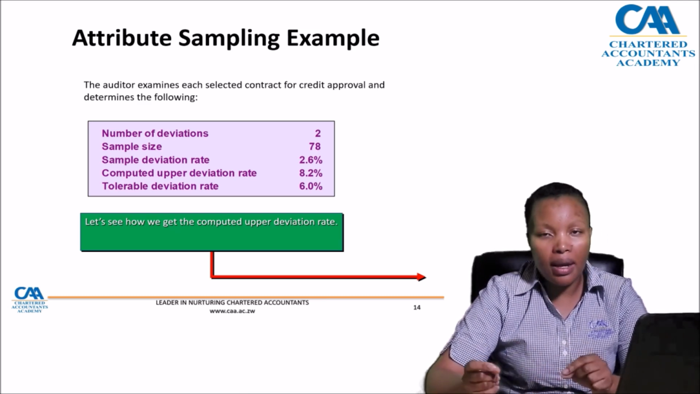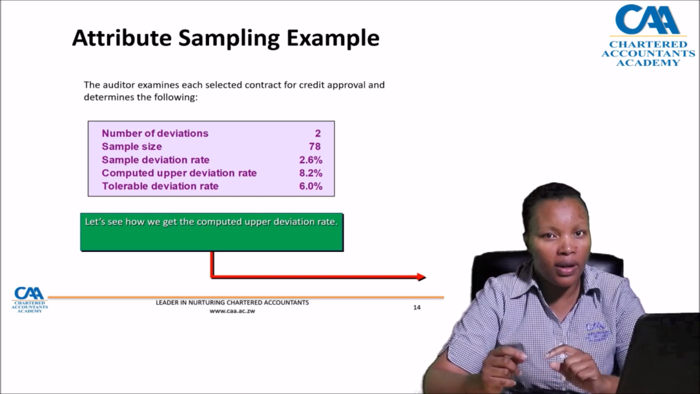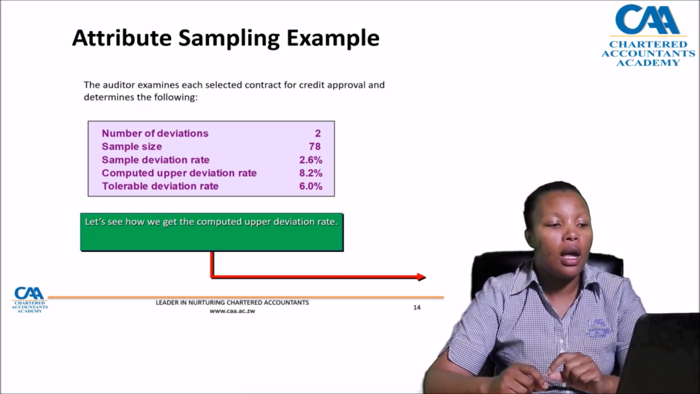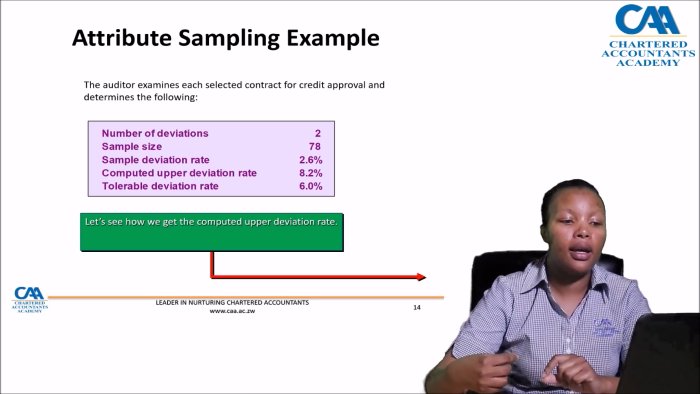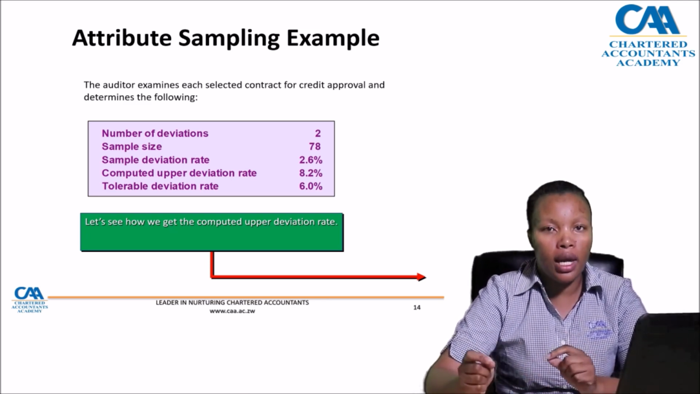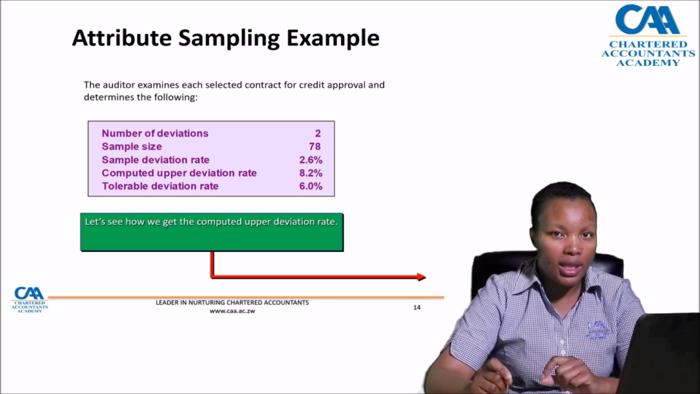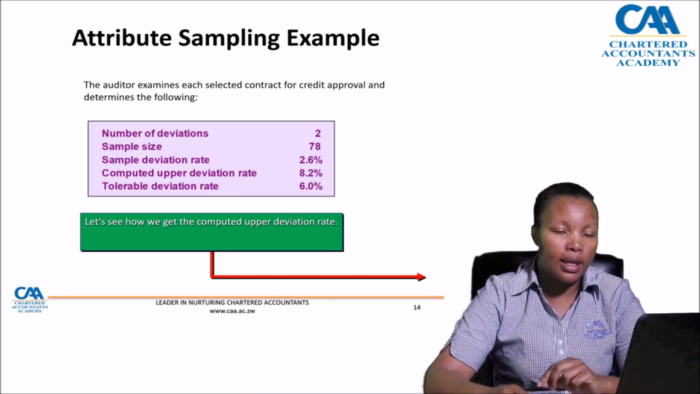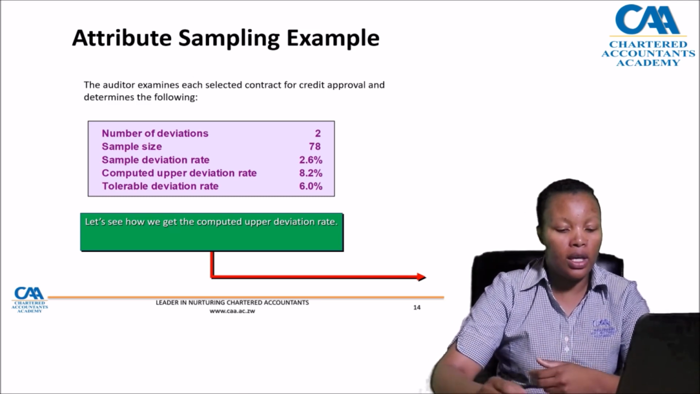For the sample deviation rate, you divide the number of deviations by the sample size, so 2 divided by 78, and they came up with 2.6%. Now, incorporating the sampling risk gave the auditor a computed upper deviation rate of 8.2%. But the tolerable deviation rate that the auditor had set at the beginning of our example was 6%. But let's see how we get the computed upper deviation rate.